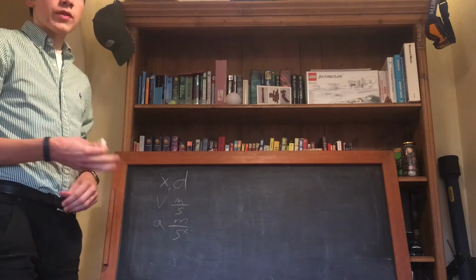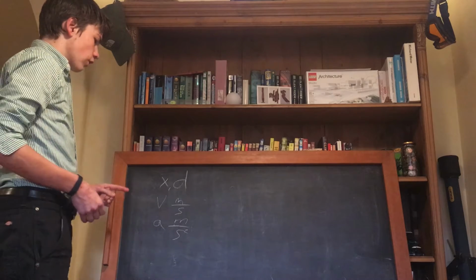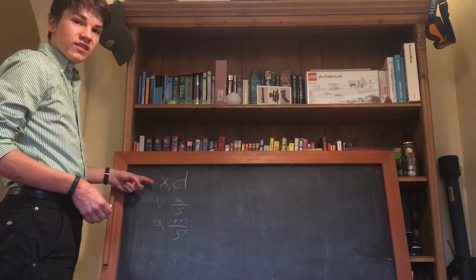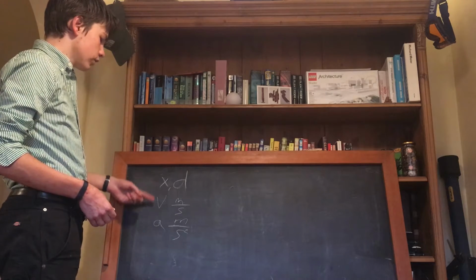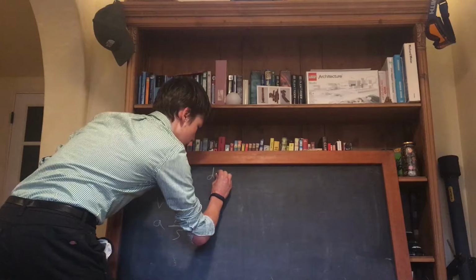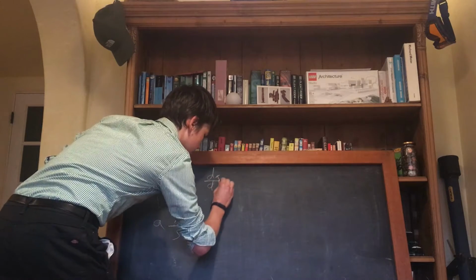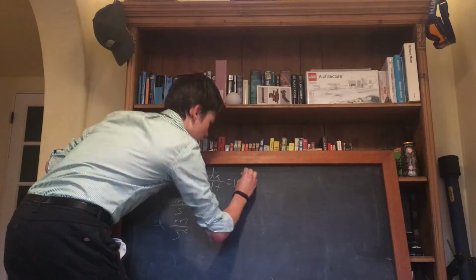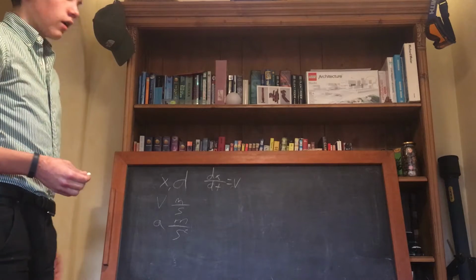So now we're going to talk about the relationship. So first of all, we have distance. And to get velocity from distance, you take the derivative of x with respect to t, and that gives you the velocity.